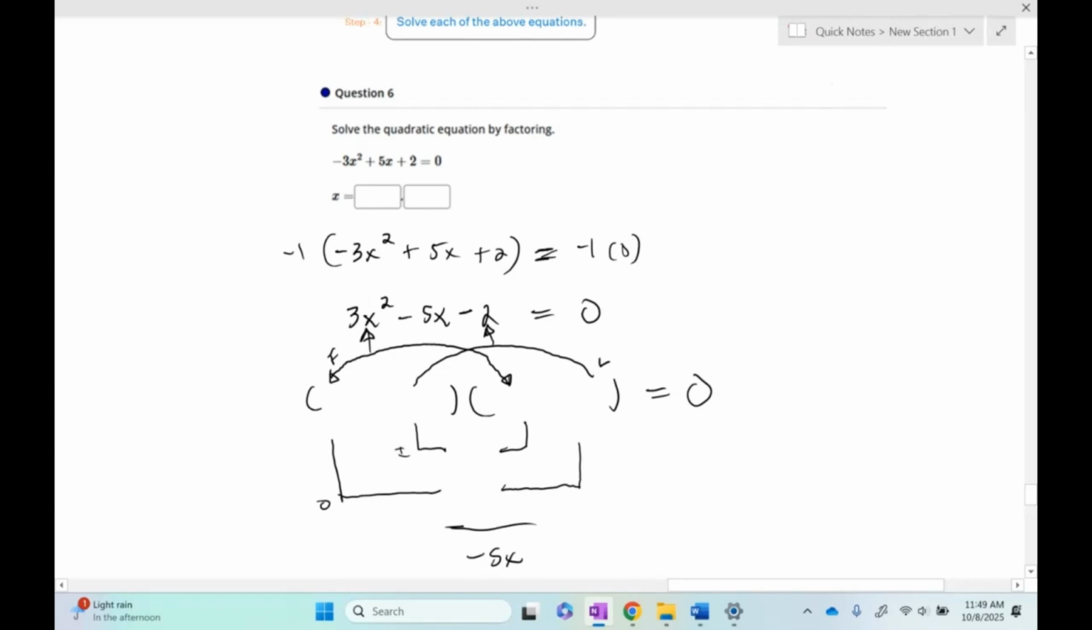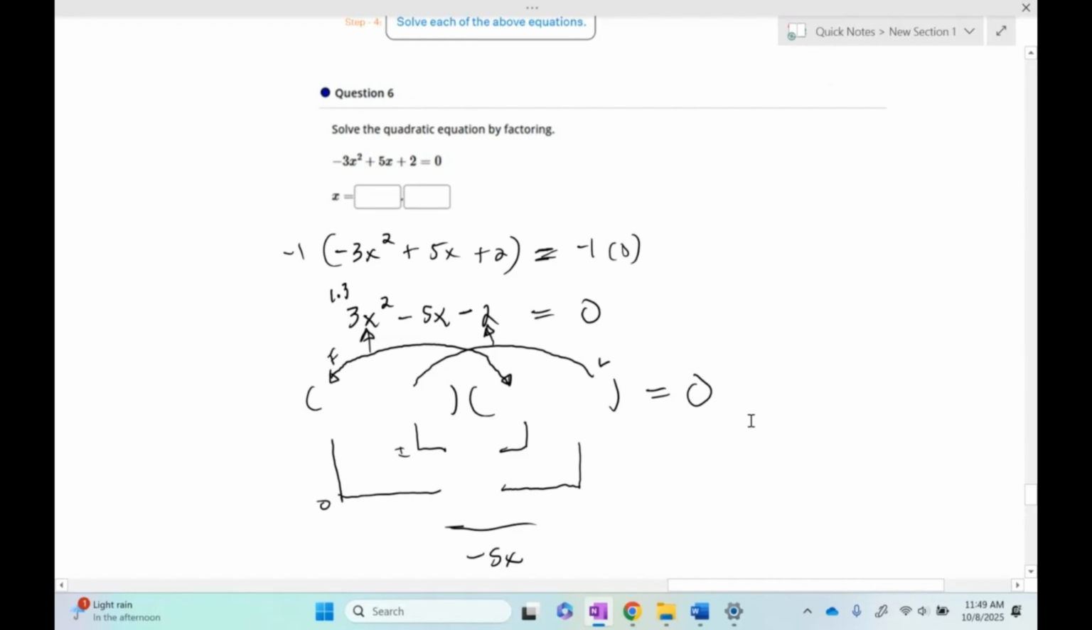So this is like a trial and error type thing. The only numbers I'm going to concentrate on are factors of my first coefficient. When I say factors, I'm talking about multiplication. The only way I can get a 3 is 1 times 3 or 3 times 1, right? And I'm going to look at factors of my last term. The only factors of 2 are just 1 and 2.